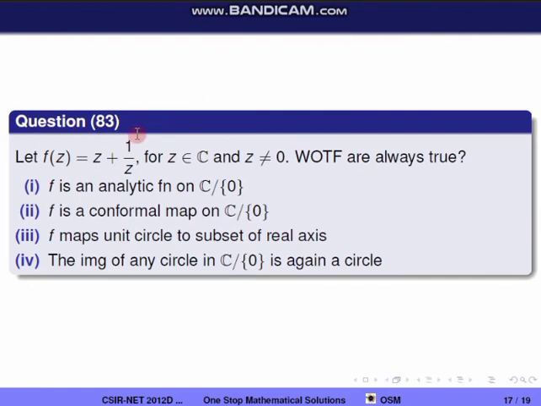Next question, question 83. Let f(z) be equal to z plus 1/z for z in C and z not equal to 0. Which of the following are always true? So we are given a function here. We have to check which of the following options are correct.